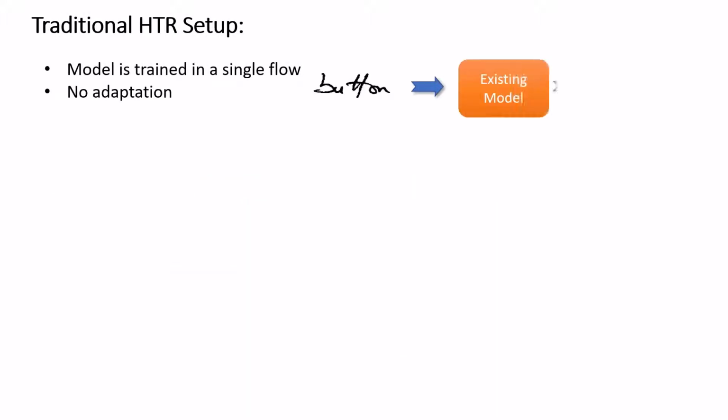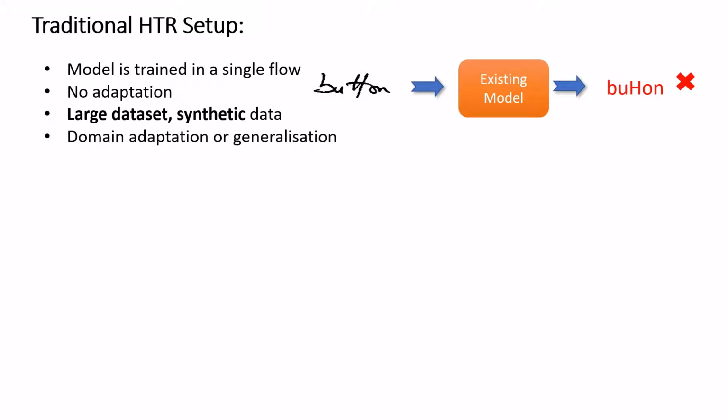Traditional HTR models are trained in a single flow on handwritten text images without adaptation, and the trained model is used for recognition during inference. Although these models utilize techniques like a large amount of training data, or training on synthetic data, domain adaptation, or generalization methods to capture these style variations, they generalize poorly on unseen text images, as it is impossible to capture all unique style variations during training.